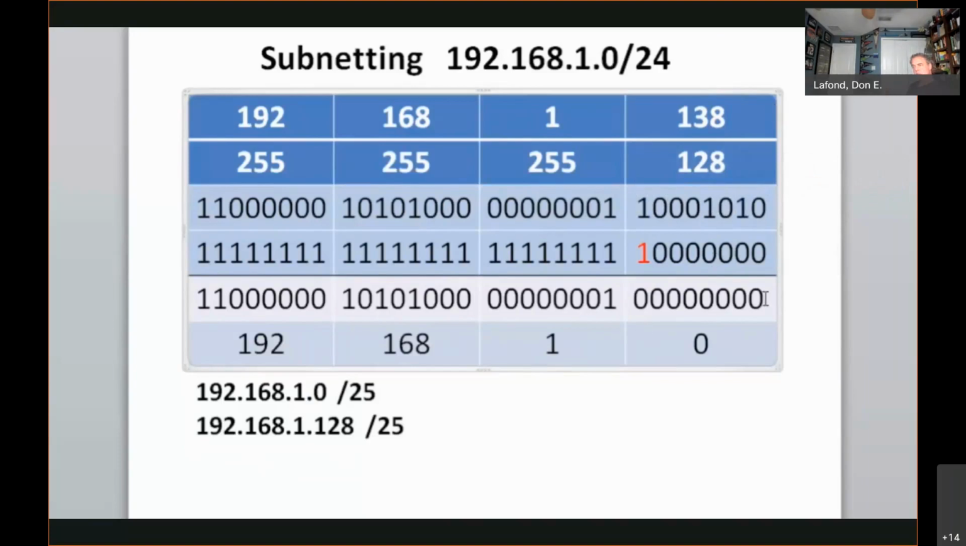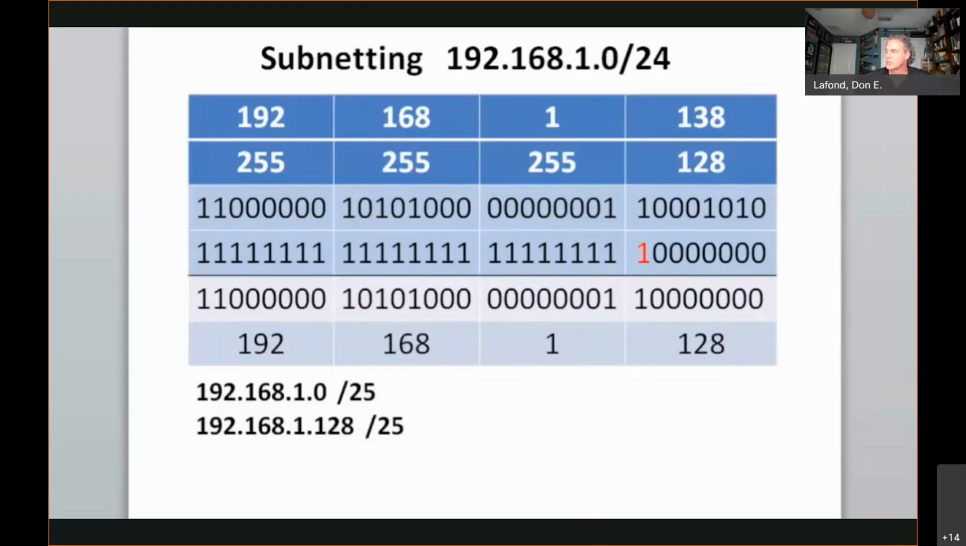If we do the ANDing again, we see that a true and a true makes a true. And then we have falses all the way. Now, the resulting network address is 128. So when we take the IP address with the /25 subnet mask, we see that the network address is 192.168.1.128. So we've created 2 subnetworks from the single 192.168.1.0/24 network.